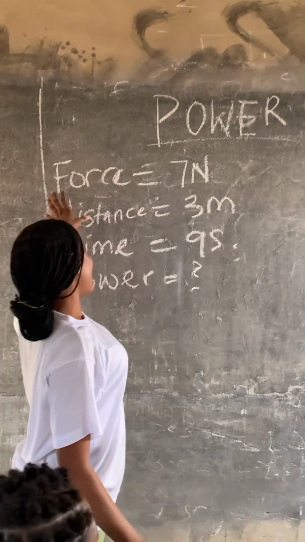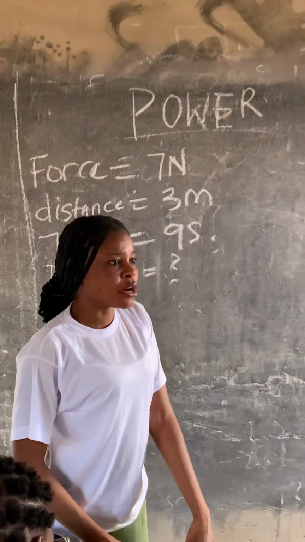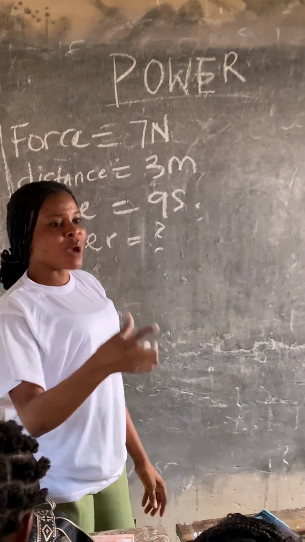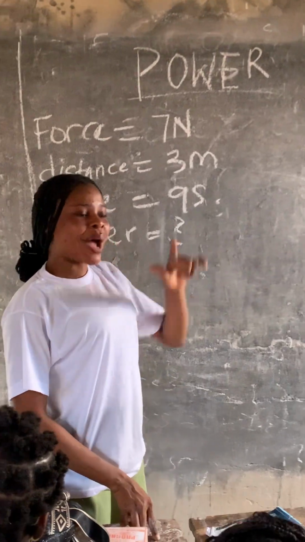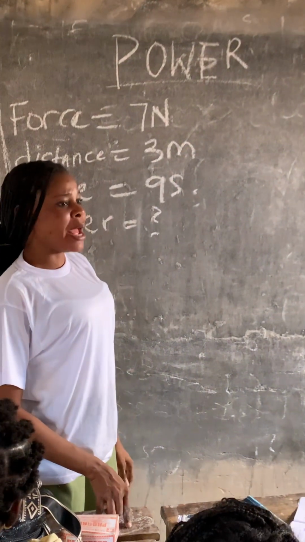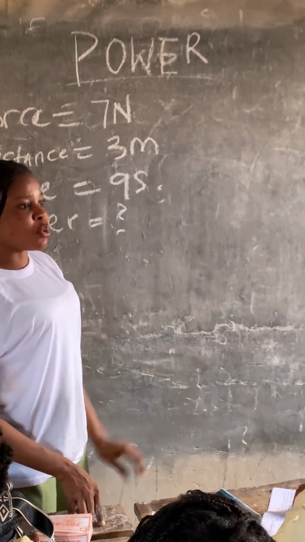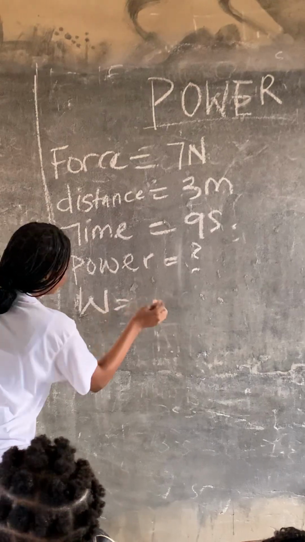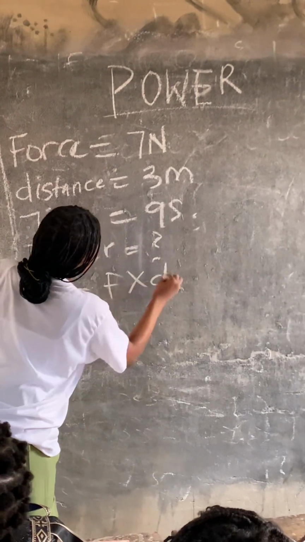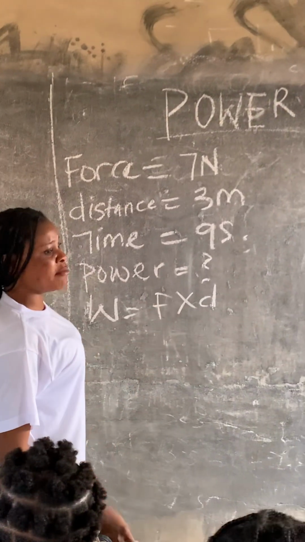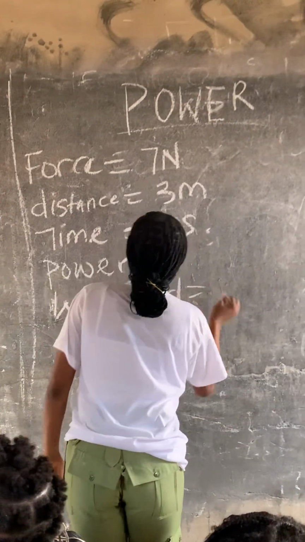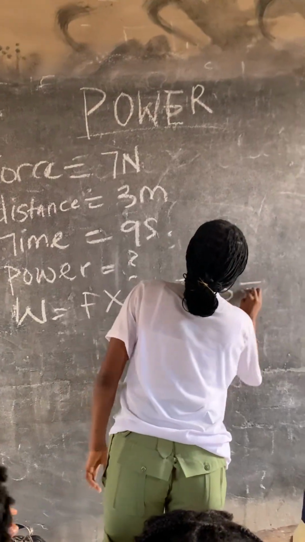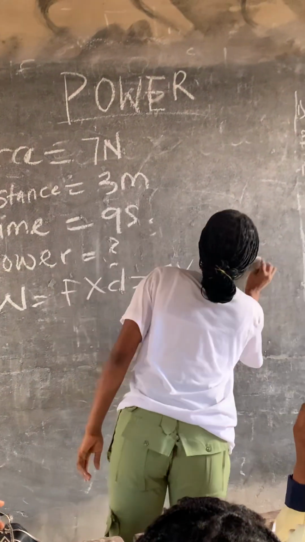So now recall that we said power is work done all over time. Is work done given? No. That means the first thing you are going to do is to solve for work done. That's why I had to teach you work done, so that you'll be able to apply it. So now work done is what? Is force given? Yes. Force is 7 newtons times 3, which is equal to 21. 21 what?